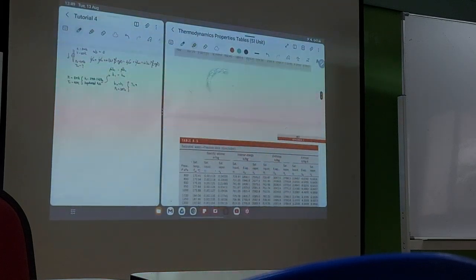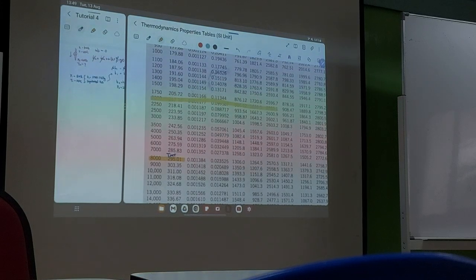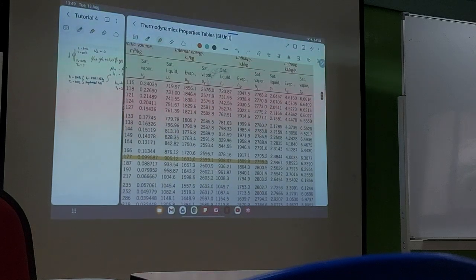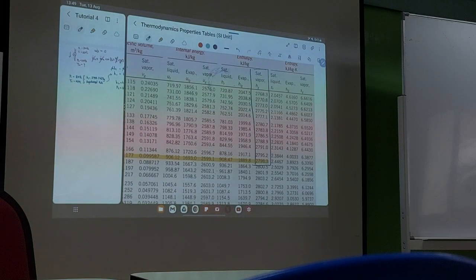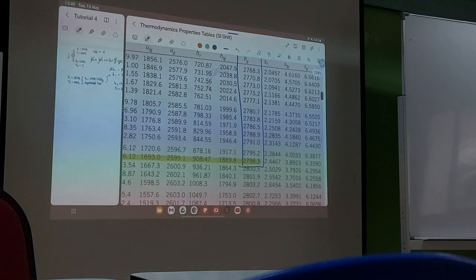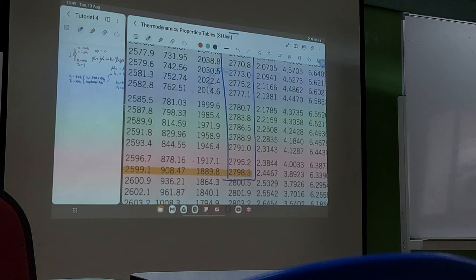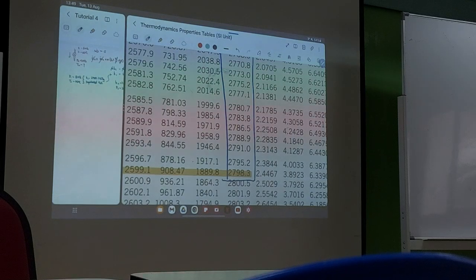Okay, so once again you go back to the saturated table. You look for 2 megapascal. So 2 megapascal is here, and we look for 2988.1 for enthalpy. So now we compare with Hg. Okay, this Hg value is 2798.3. It is lower than 2988.1, right? If it is lower, it means that 2988.1 is higher.